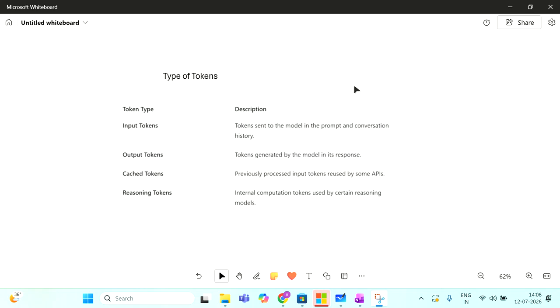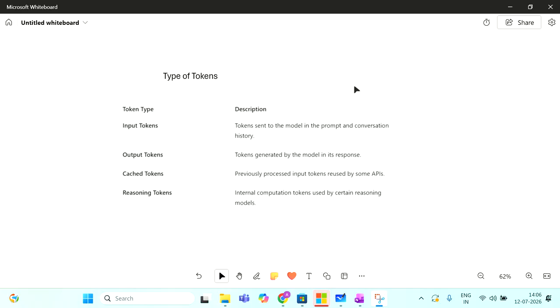So today we are going to see what types of tokens we have in an LLM. It can be ChatGPT, it can be Claude. Generally we have four types of token. One is the input token: the token sent to the model in terms of a prompt or any kind of query. And the output token is the token generated by the model as the response.